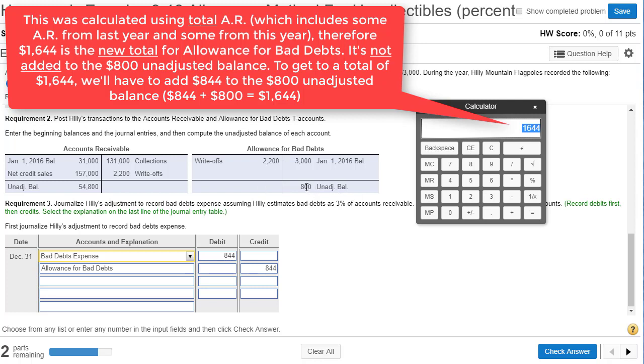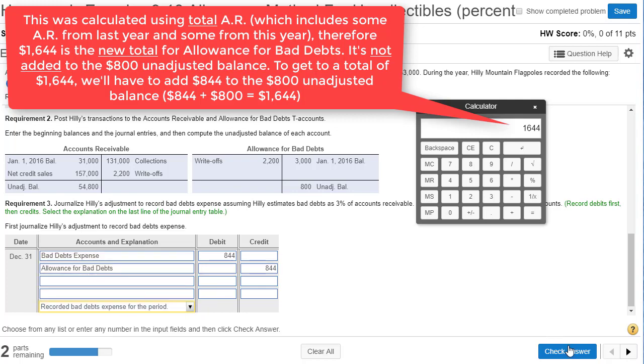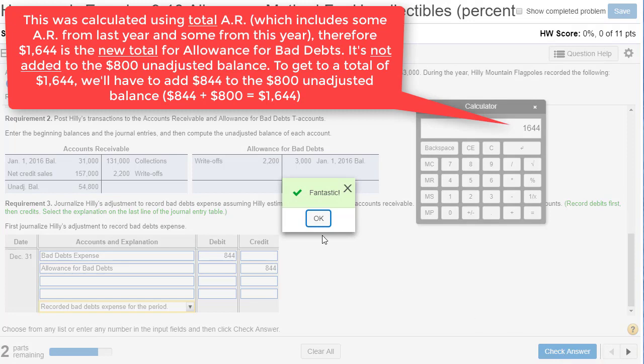We're not just going to add up the 800. So each year we have to redo the balance. In this case, we think the balance should be 1644. So to make this balance 1644, we're going to have to add 844 to it. Recorded bad debts expense for the period.